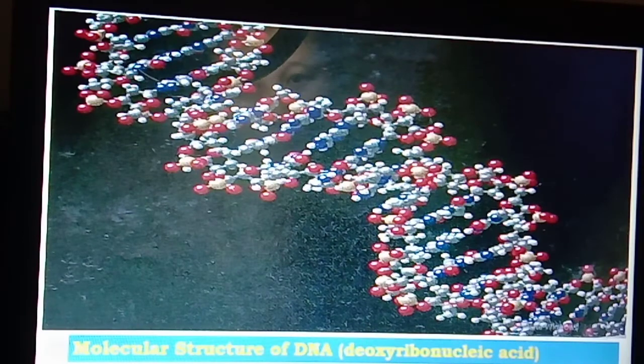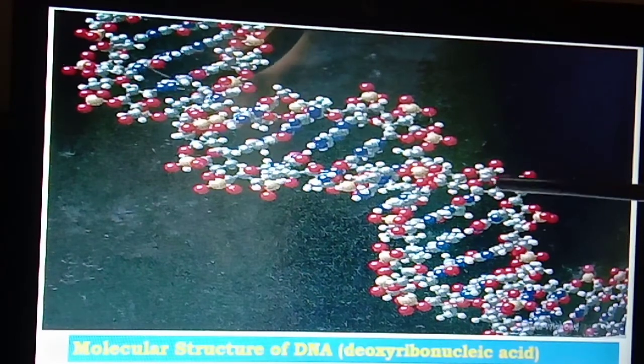Okay, so this is the molecular structure of DNA. DNA means deoxyribonucleic acid. It is called deoxyribonucleic acid because the nucleic acid contains the sugar deoxyribose. So what is DNA? DNA is a chemical molecule that is responsible for inheritance, in which traits are passed on to the offspring from their parents. So you can see there are spheres.